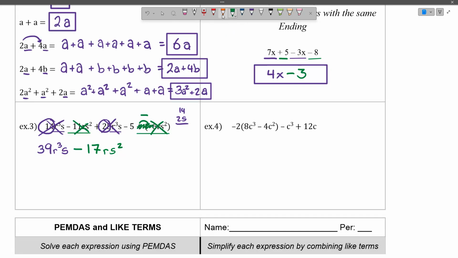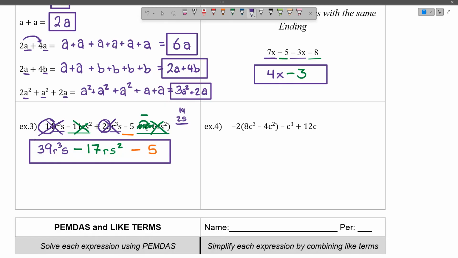Is there anything left? Yeah, there's this negative 5. Does this negative 5 have anything to combine with? No. So I'll just write negative 5. And just like that, we've combined like terms. It looked really complicated, but it's not. It's just match the endings, combine the numbers.